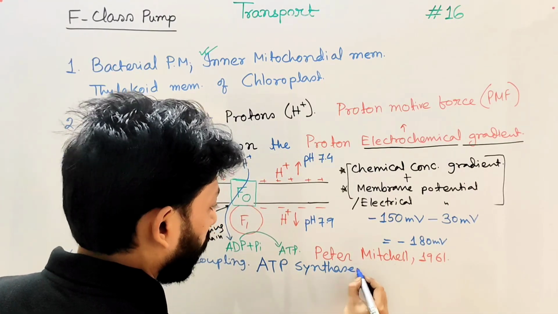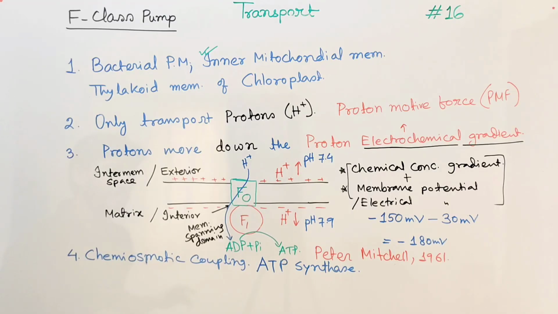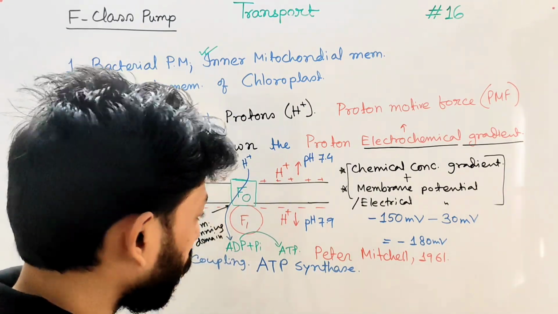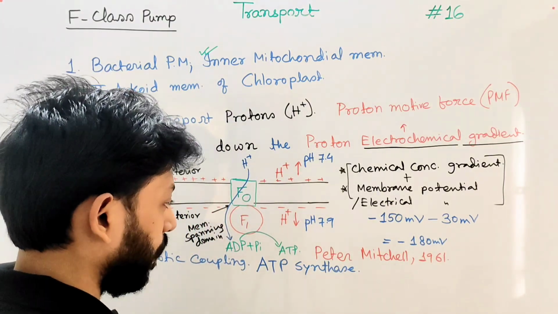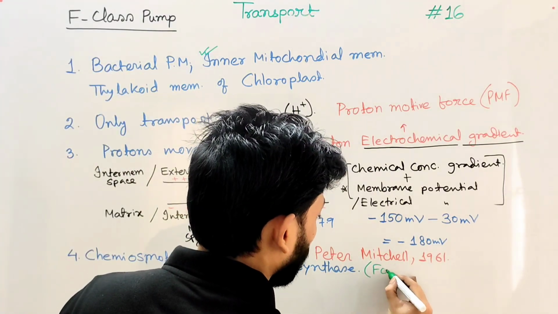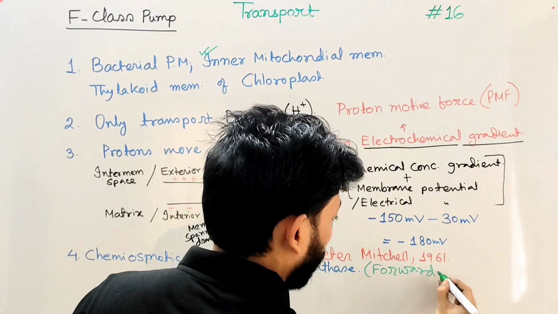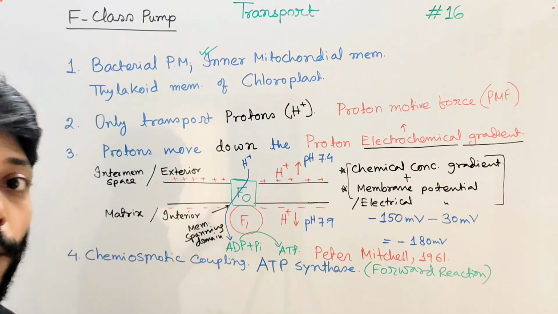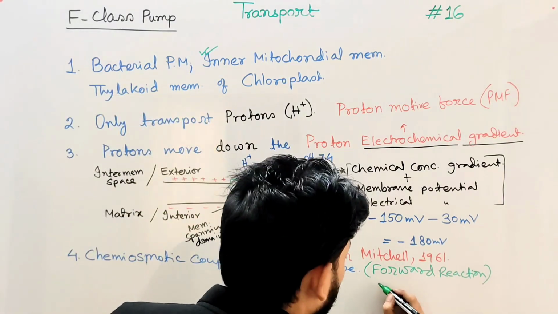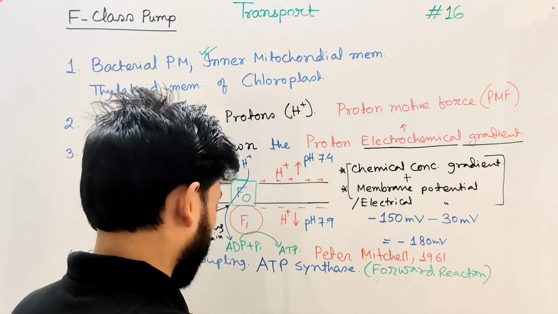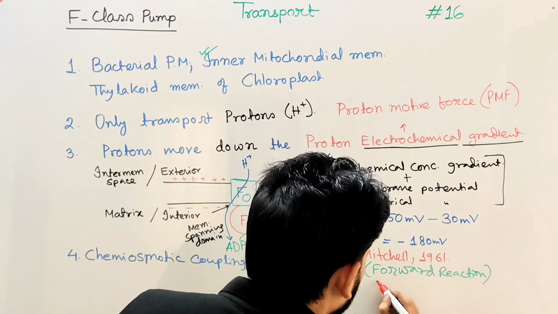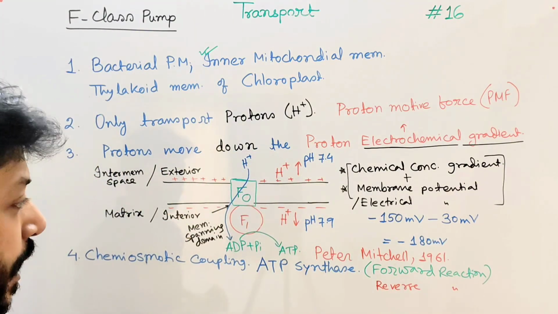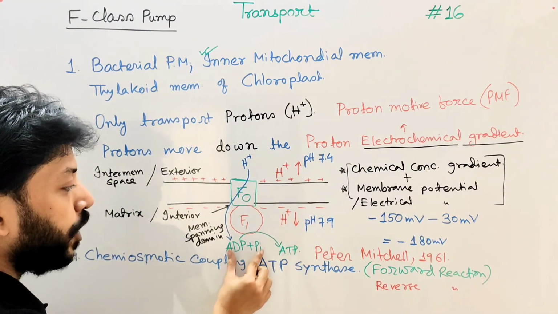One thing I want to mention is that this is not the only function of the F-class pump. This synthesis of ATP we call the forward reaction. The F-class pump can work in the reverse direction also, so it can show reverse reactions. In the reverse reaction, ATP is broken down into ADP and Pi.